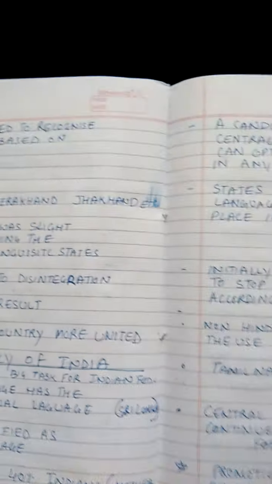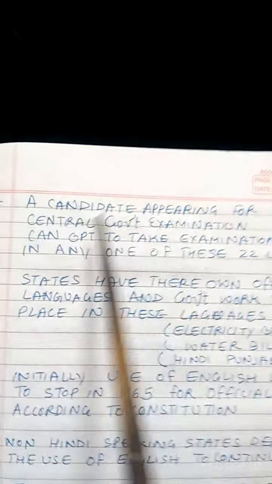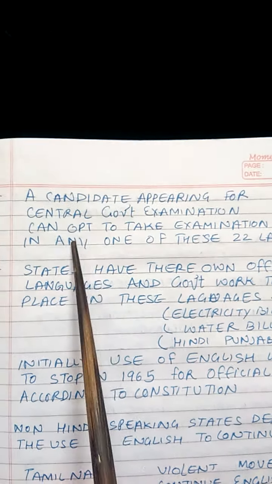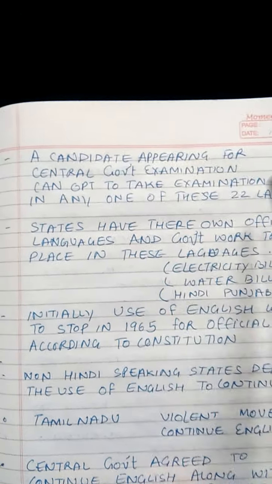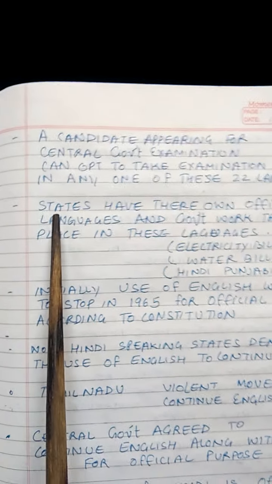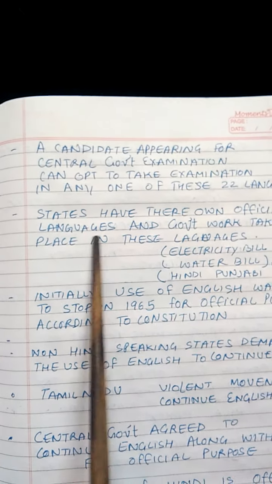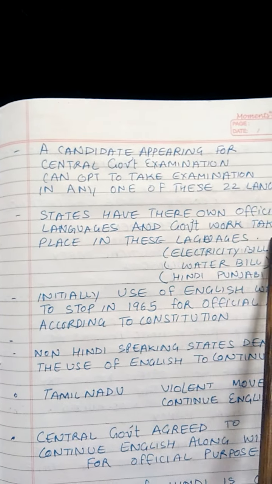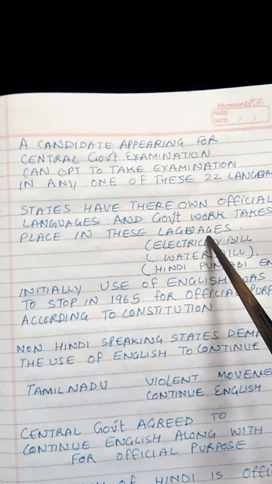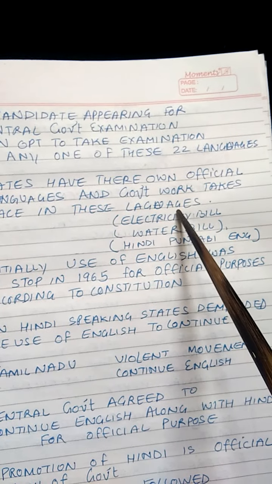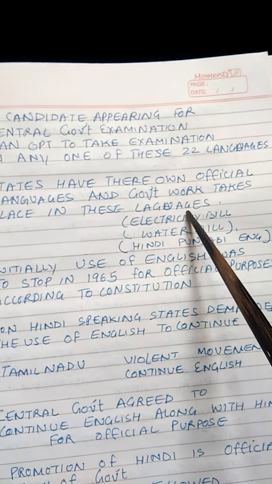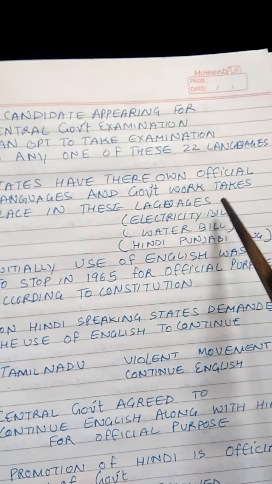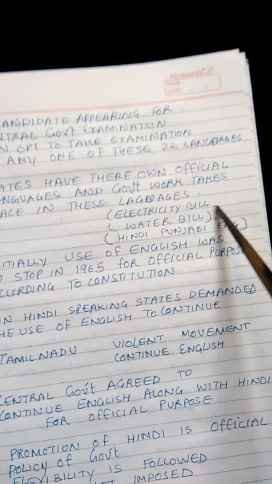What does that mean? It means that a candidate appearing for a central government examination can opt to take the examination in any one of these 22 languages, Hindi plus 21 scheduled languages. Then in India, states have their own official language, and government work takes place in these languages. Now, if you see in your homes, there will be an electricity bill or water bill. You will see they are written in Punjabi, they are written in Hindi, they are written in English. So these are the three official languages that they are written in.